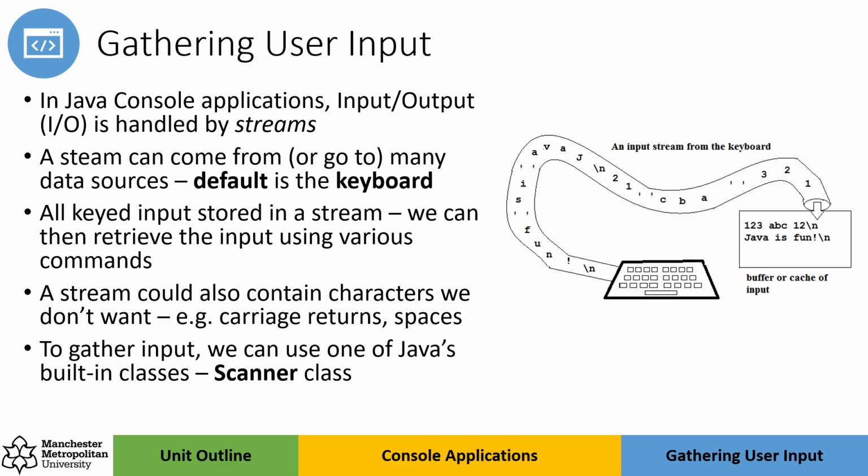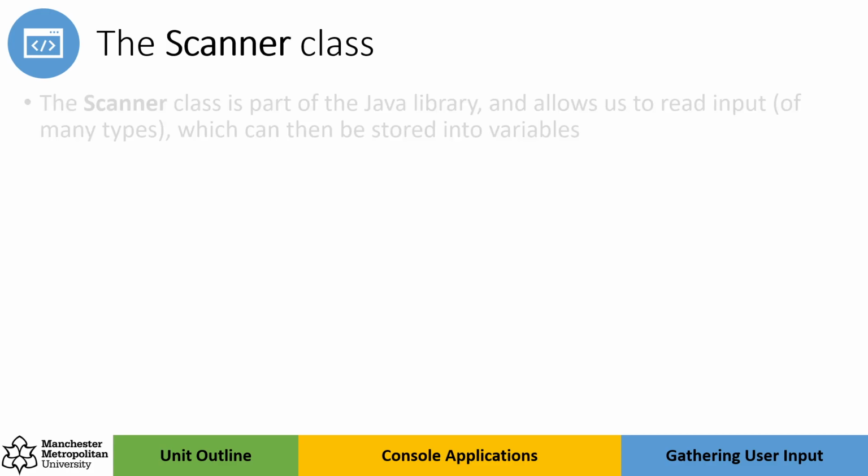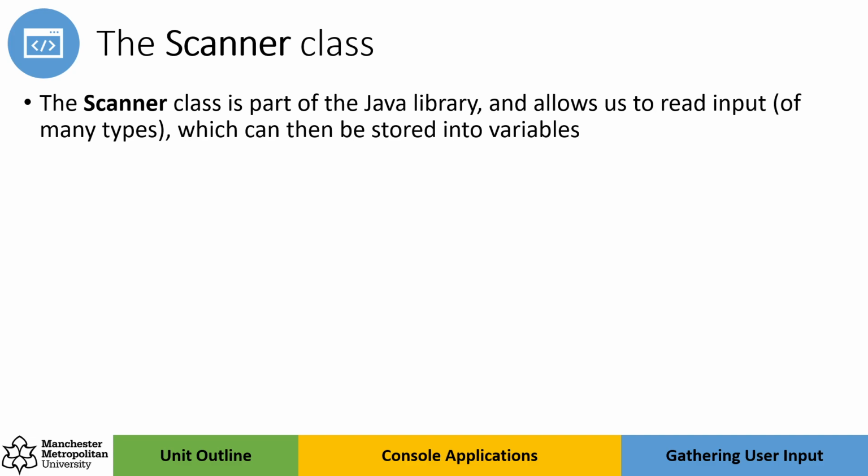Now in order to gather this input, we can make use of one of Java's built-in classes, which is called the scanner class. And let's take a look at that now. So the scanner class is built into Java. Someone else programmed it many, many years ago. That means we don't need to reinvent the wheel. It's already been coded for us. And the scanner class allows us to read input of many different types, whether it's integers, strings, floats. And then as we read the input, we can then do something such as store that data within variables.